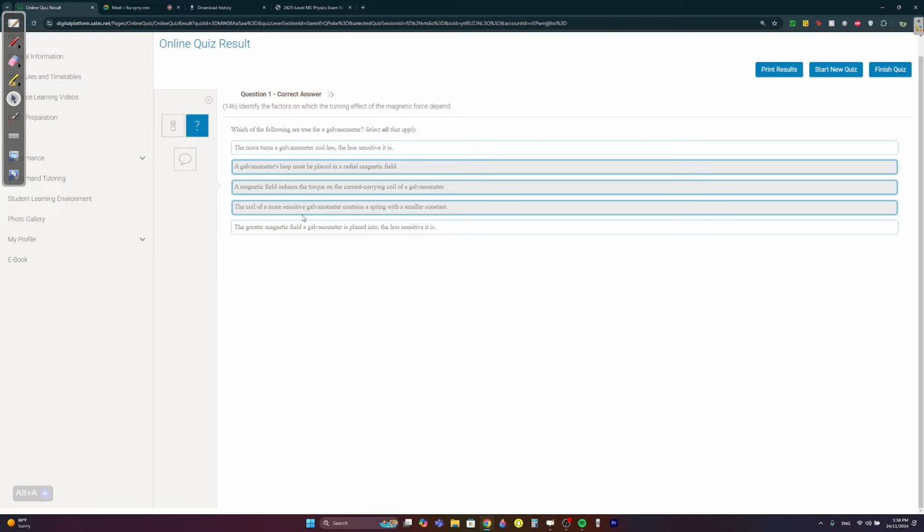Okay, you should know this. No, it's very important. It's one of the main points, and they always ask this. Okay, the greater magnetic field a galvanometer is placed into, the less sensitive it is. Obviously not. Okay, so this is a question that actually came in the last CA.